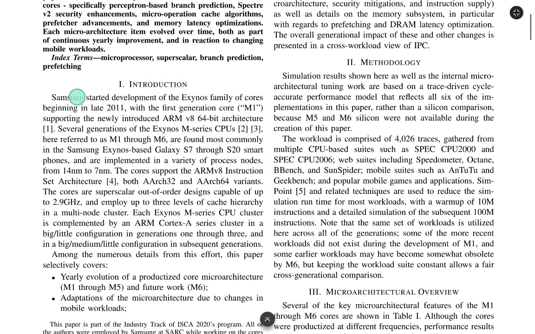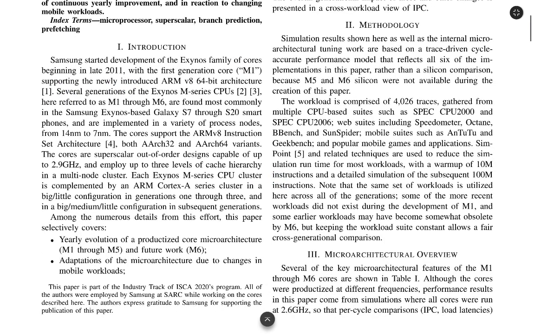Introduction. Samsung started its development of the Exynos family of cores in late 2011 with the first generation core, M1, supporting the newly introduced ARM v8 64-bit architecture. Several generations of the Exynos CPU, referred to here as M1 through M6, are found most commonly in the Samsung Exynos-based Galaxy S7 through S20 smartphones and are implemented in a variety of process nodes from 14 nanometers to 7 nanometers.